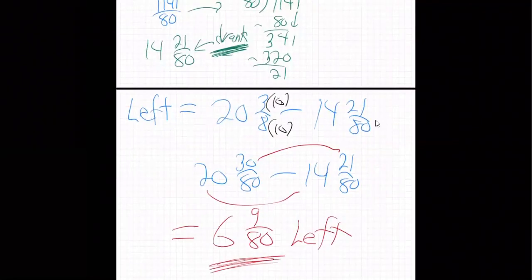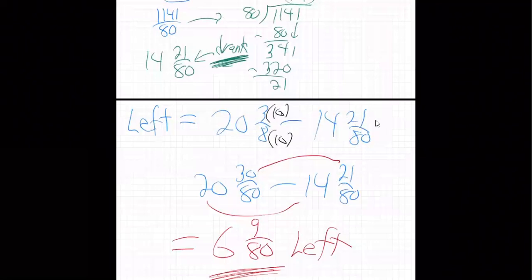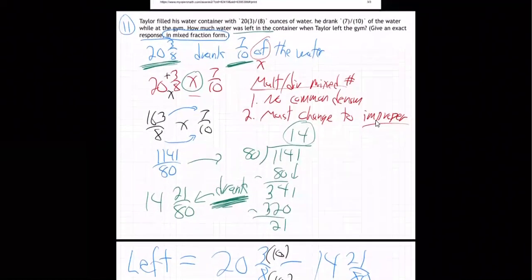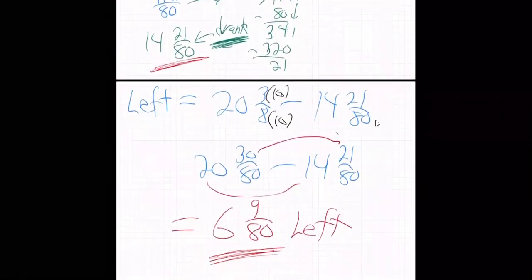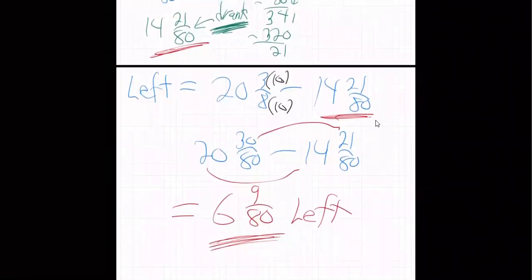6 and 9/80. So that was fairly complex, with a lot of messing around with mixed numbers. We needed to begin by multiplying, because of means multiply. He drank 7/10 of it. We multiplied, changed it back to a mixed number, and that was the amount he drank. Then we had to subtract that from the original, and that left 6 9/80.